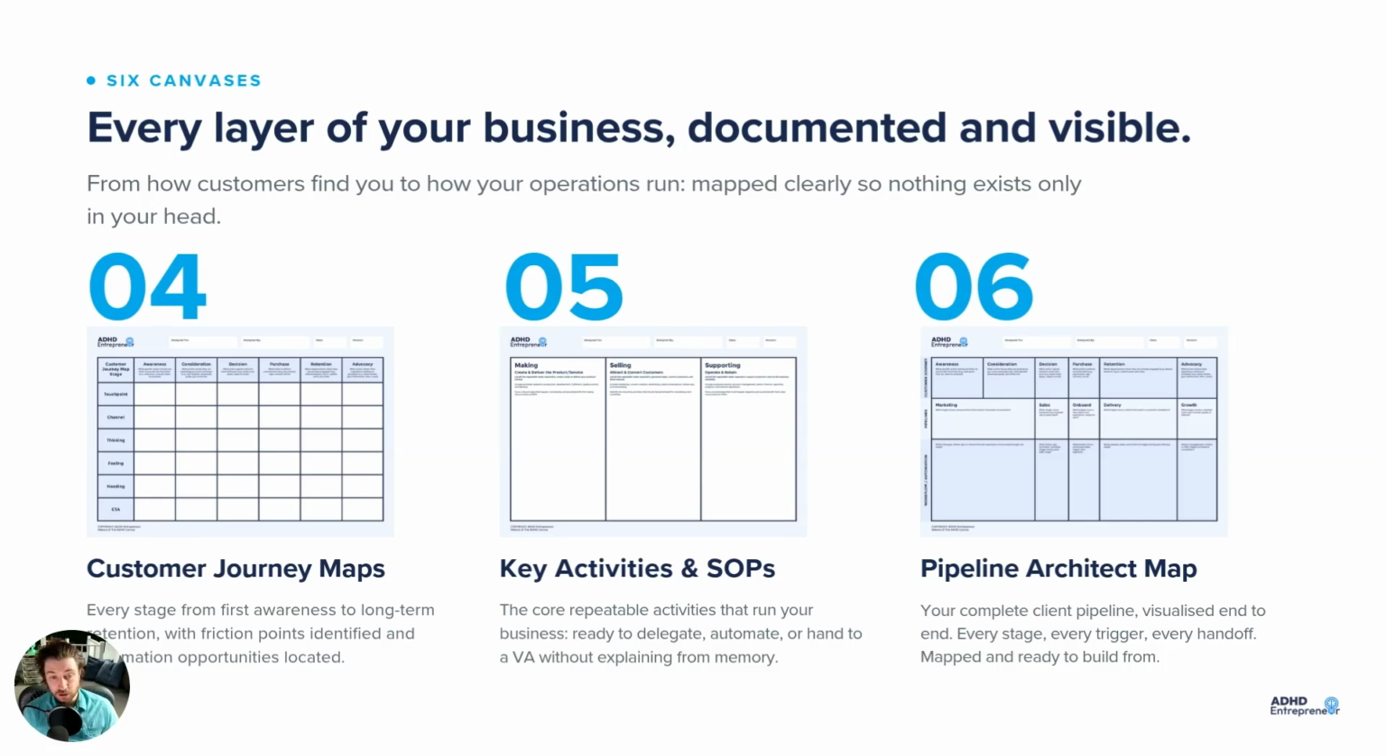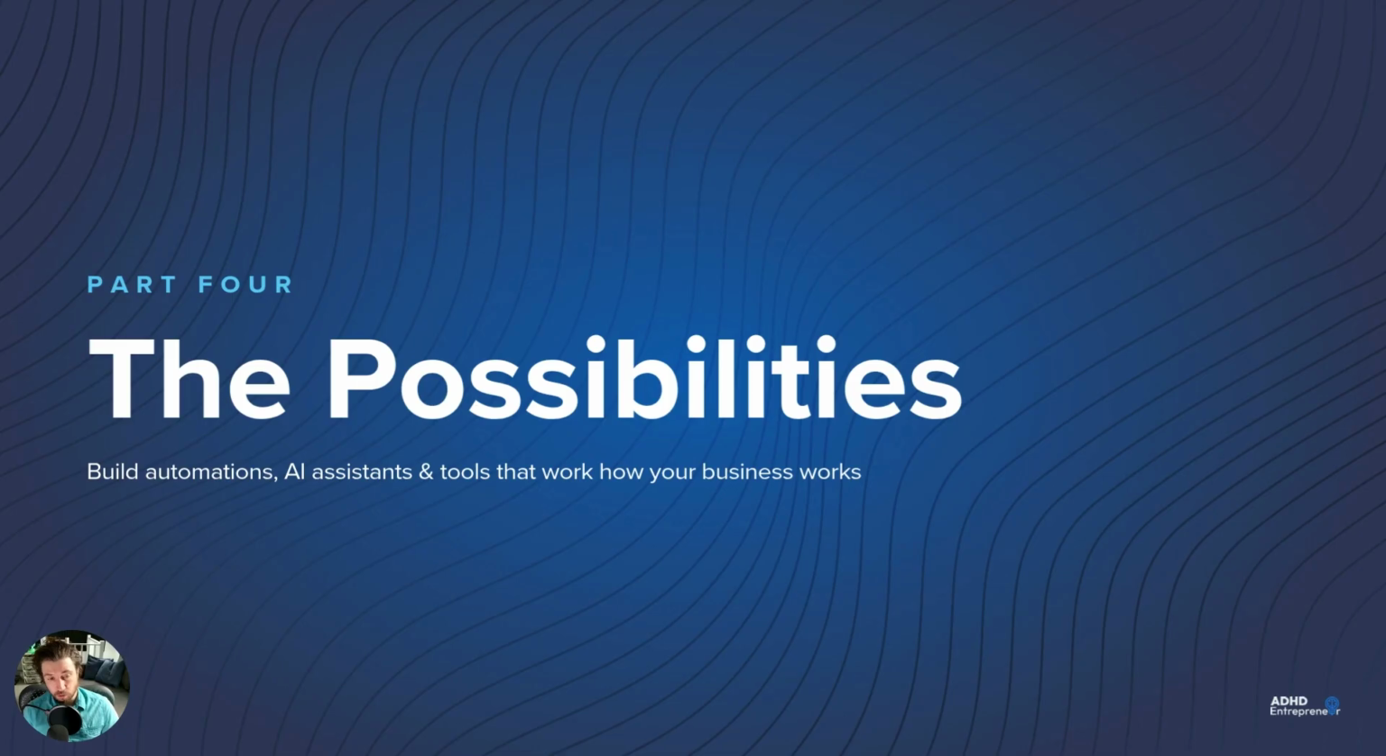And then finally, you've got number 6, which is the pipeline architect map. This takes your customer journey map, how your customers move through your business, and it visualizes all the pipelines that you need to help automate their movement through your business. So, what happens when you go through this workshop and create these documents and canvases? The possibilities are endless. You can begin to build automations and AI assistants and tools to help your business work.